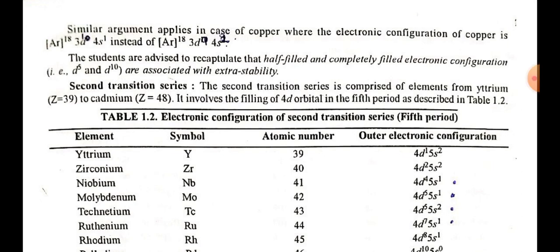Similarly, the argument applies in the case of copper, where the electronic configuration of copper is argon 18 3d10 4s1 instead of argon 18 3d9 4s2. Students are advised to recapitulate that half-filled and completely filled electronic configurations, d5 and d10, are associated with extra stability. Second transition series. The second transition series is comprised of elements from yttrium to cadmium. It involves the filling of 4d orbitals in the fifth period as described.